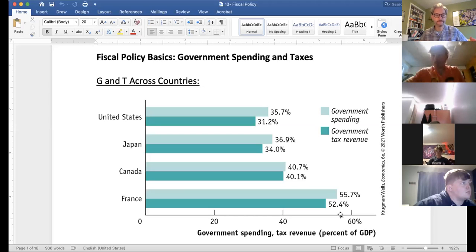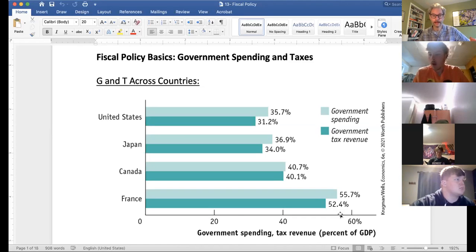Okay, so here we have government spending and government tax revenue across different countries. You see that in the United States, government spending is about 35% of GDP. We're expressing government spending as a percentage of GDP to give us some idea of the size that we're talking about. And then we see government revenue is about 31% of GDP. Government spending is greater than government revenue, so the US runs a budget deficit. The US has been running a budget deficit for more than 20 years now, basically.